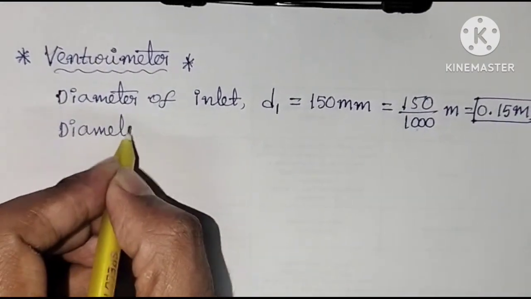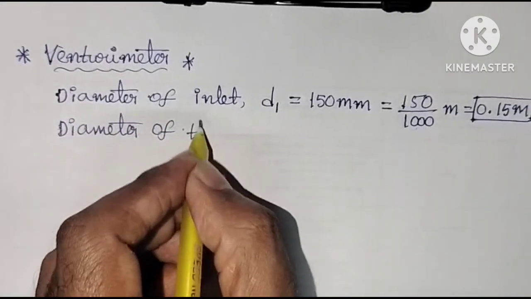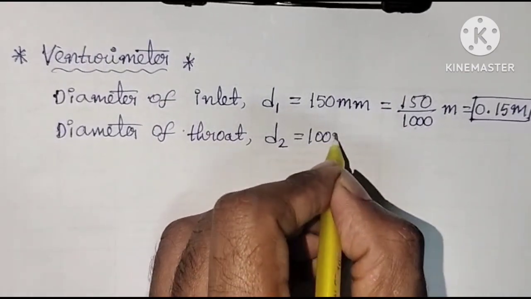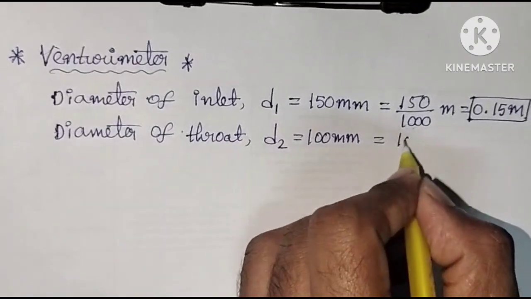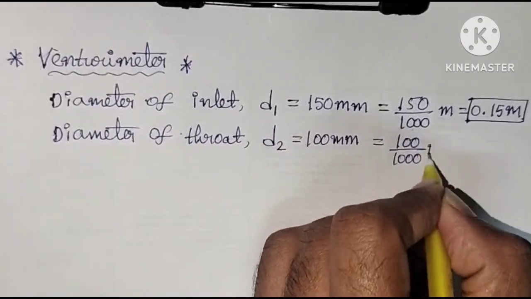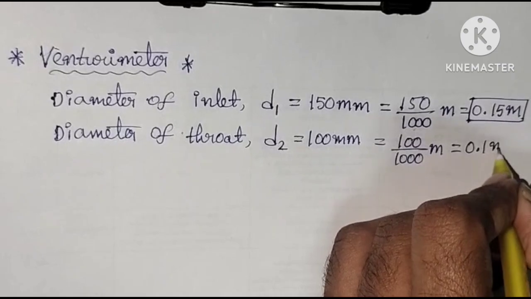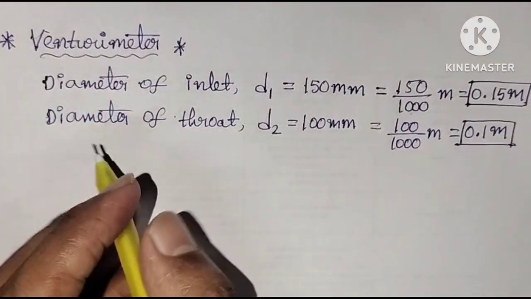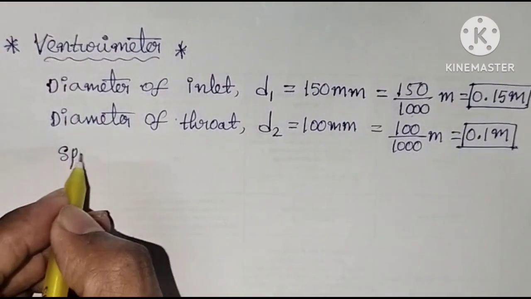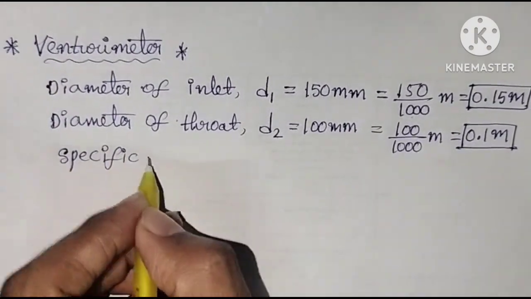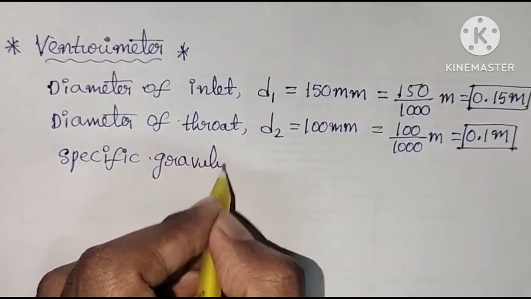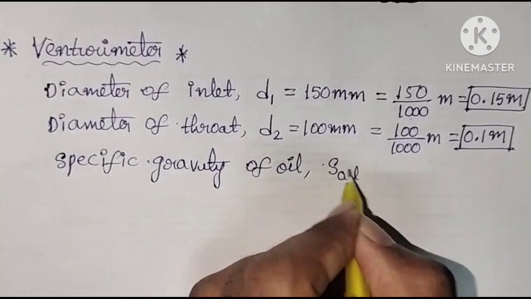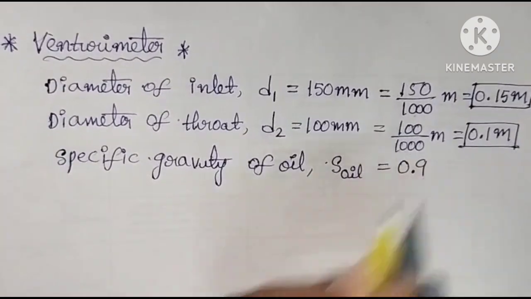Next, diameter of throat. Diameter of throat, D2, is equal to 100 mm. 100 mm means 100 by 1000 meters, so 0.1 meters. Next, specific gravity of oil. Specific gravity of oil, S suffix oil, is equal to 0.9.